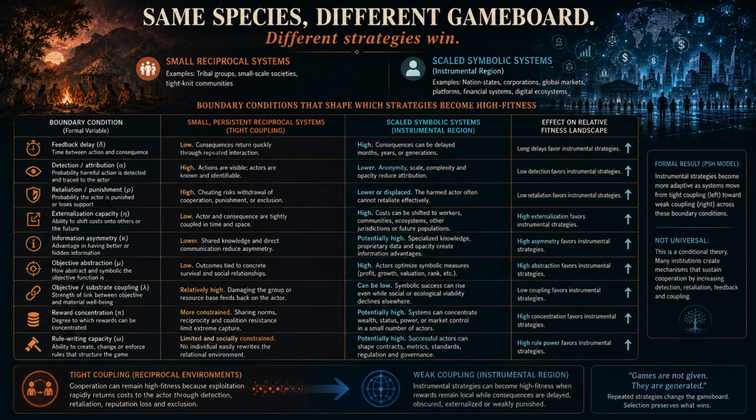We're moving from a tightly coupled region of parameter space in a tribal setting toward a weakly coupled region in which instrumental strategies become comparatively cheaper, again, in the scaled symbolic system, from that perspective, inside of markets, inside of corporations, and so forth. But not universally. Regulation, transparency, and punishment can move the parameters back. But under identifiable boundary conditions, that's the key here. That makes the hypothesis testable rather than metaphorical, right?